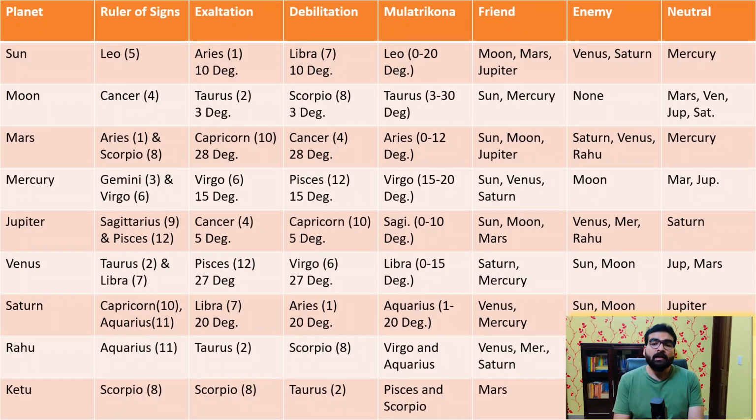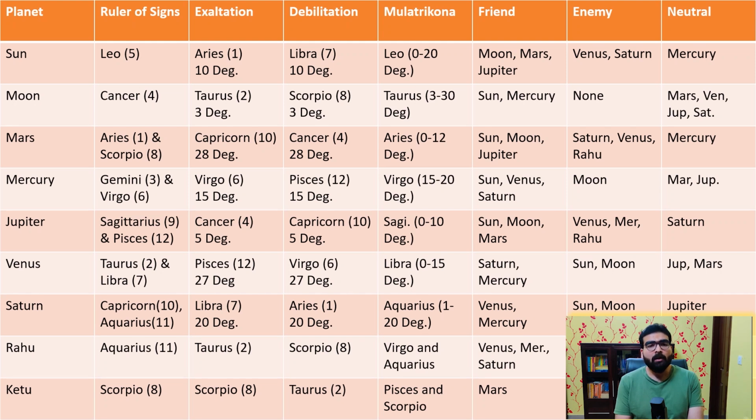So we are going to talk about the zodiac signs of exaltation, debilitation and Mulatrikona for each and every planet. As you are seeing on your screen right now, this is the table showing each and every zodiac sign. First of all, planets are listed out here.